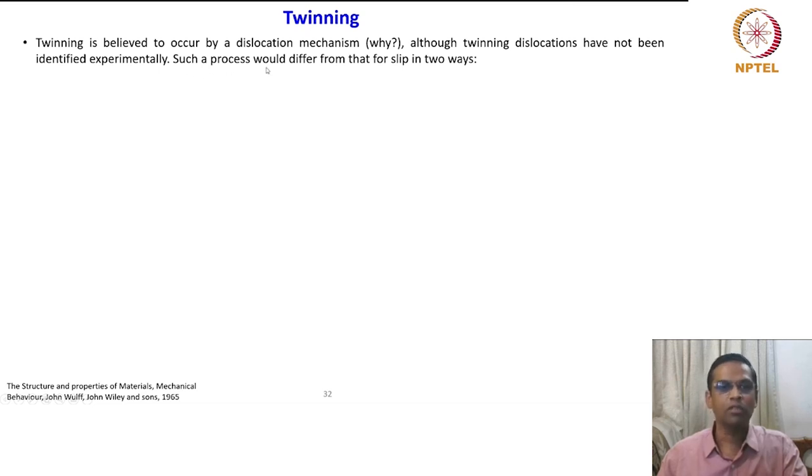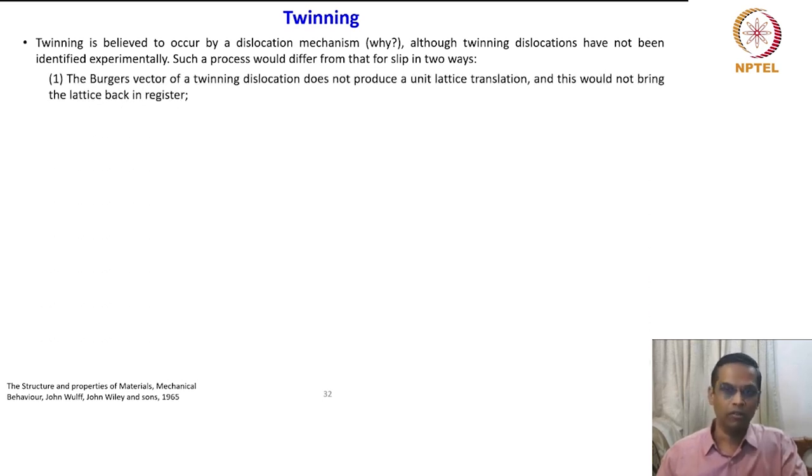Okay, let us assume such a process would differ from that for slip in two ways. We are saying that it is happening through dislocation, but what are the primary differences of twinning compared to the slip process? The Burgers vector of a twinning dislocation does not produce a unit lattice translation. Very, very important. Okay. And this would not bring the lattice back in register. So that means you recall an edge dislocation, which is moving inside the crystal. When it exits the crystal, it creates a step, and that is exactly a unit lattice translation.